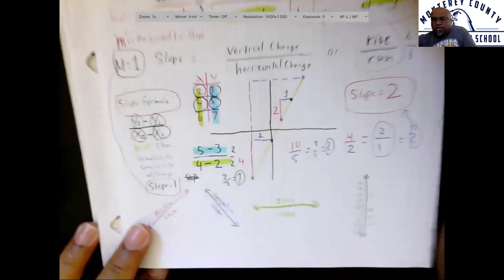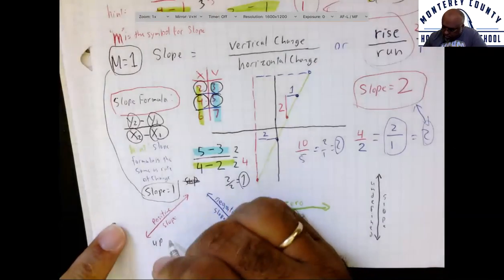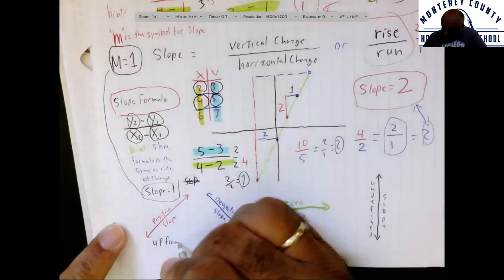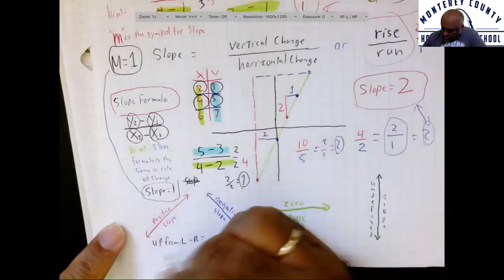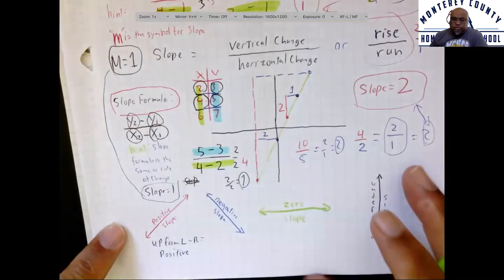Now, I just want to clarify a few things. When you see a line on a coordinate plane, and in terms of its orientation from left to right, if it is going upwards from left to right, then we call that a positive slope. Okay, remember that. Up from left to right is positive. I'm just writing that out for you.